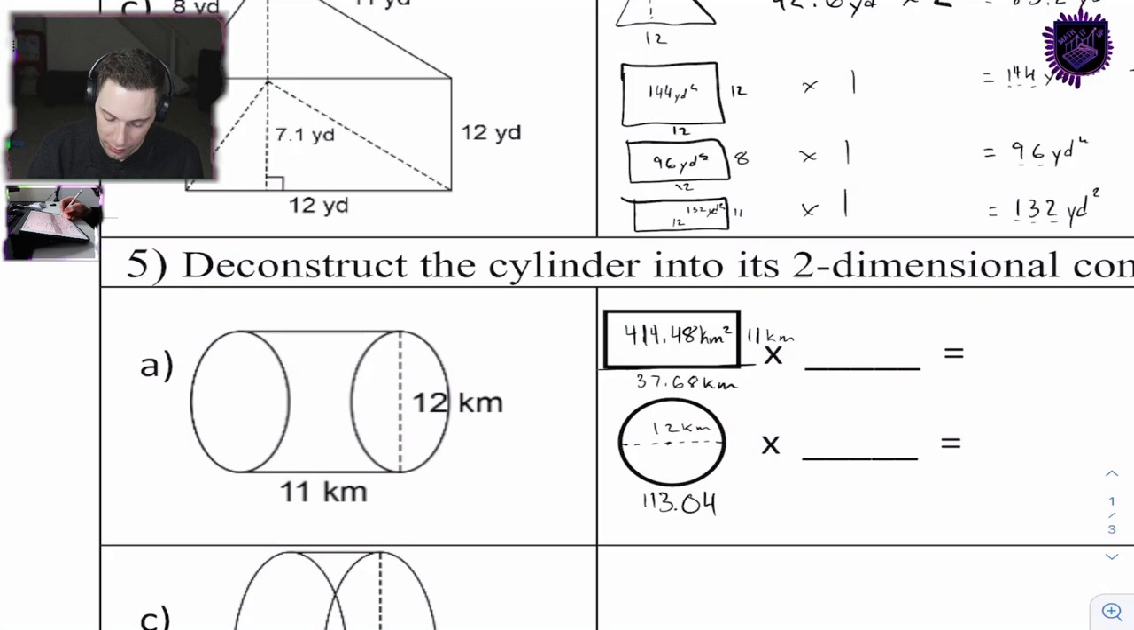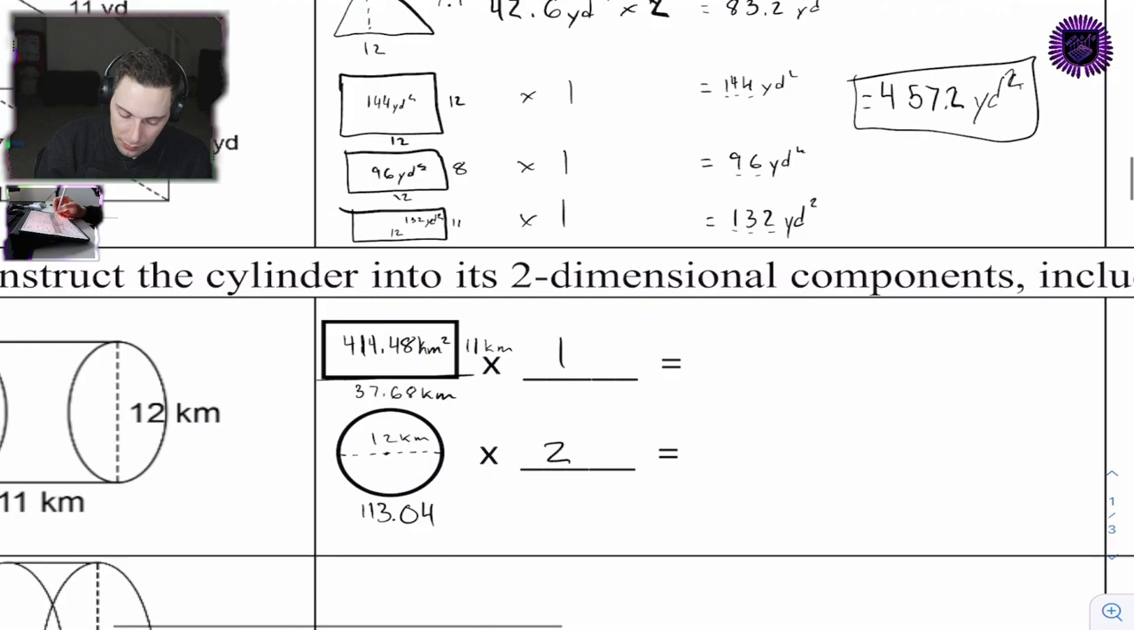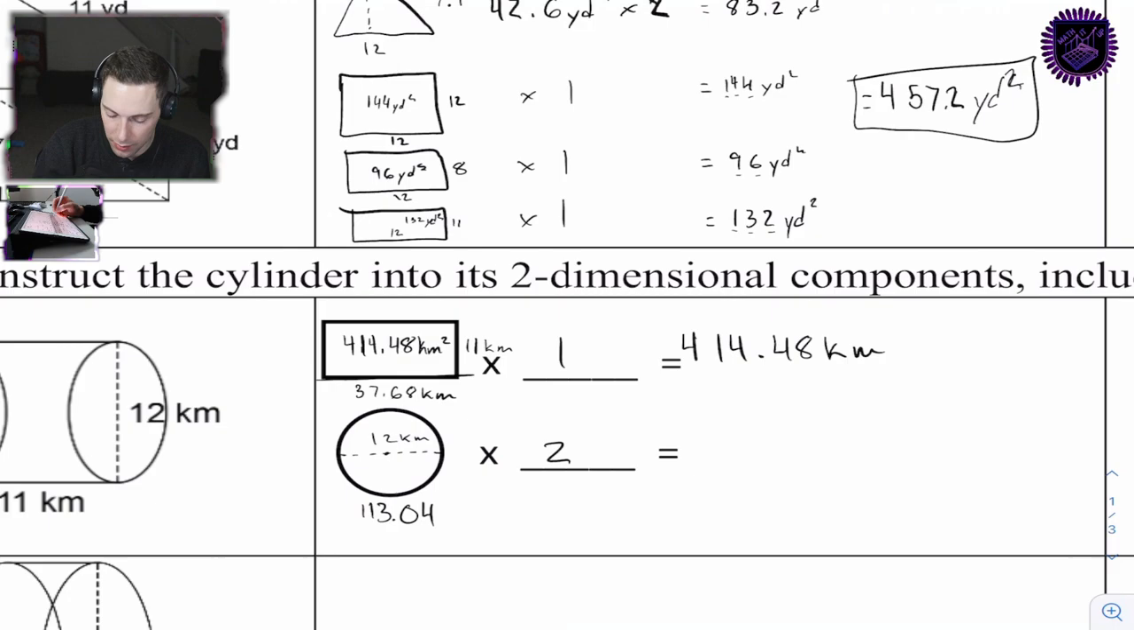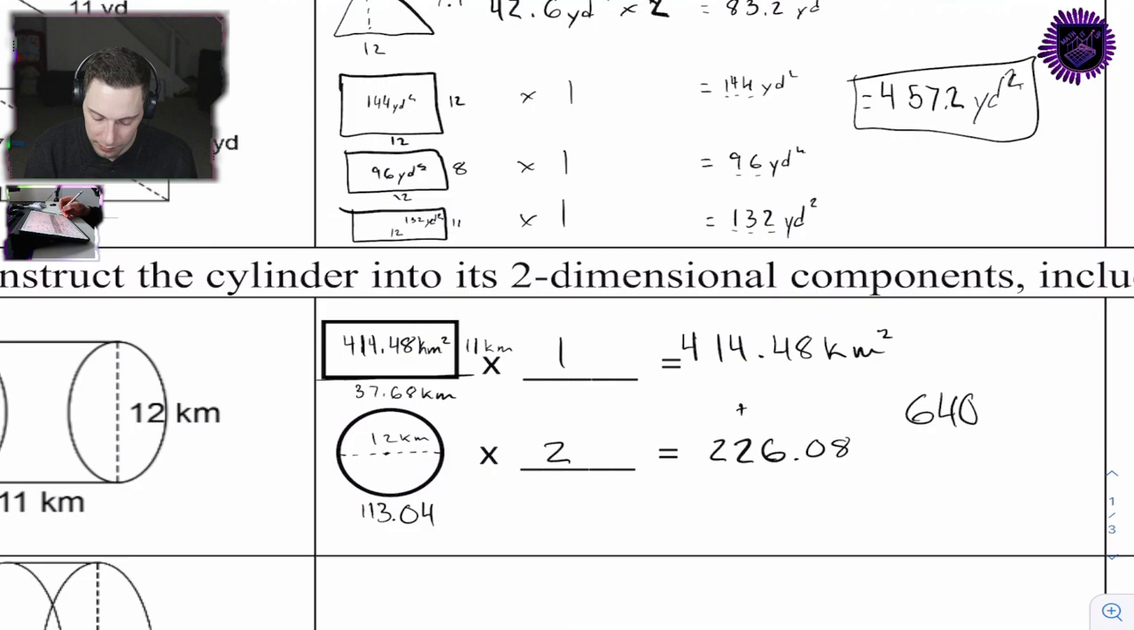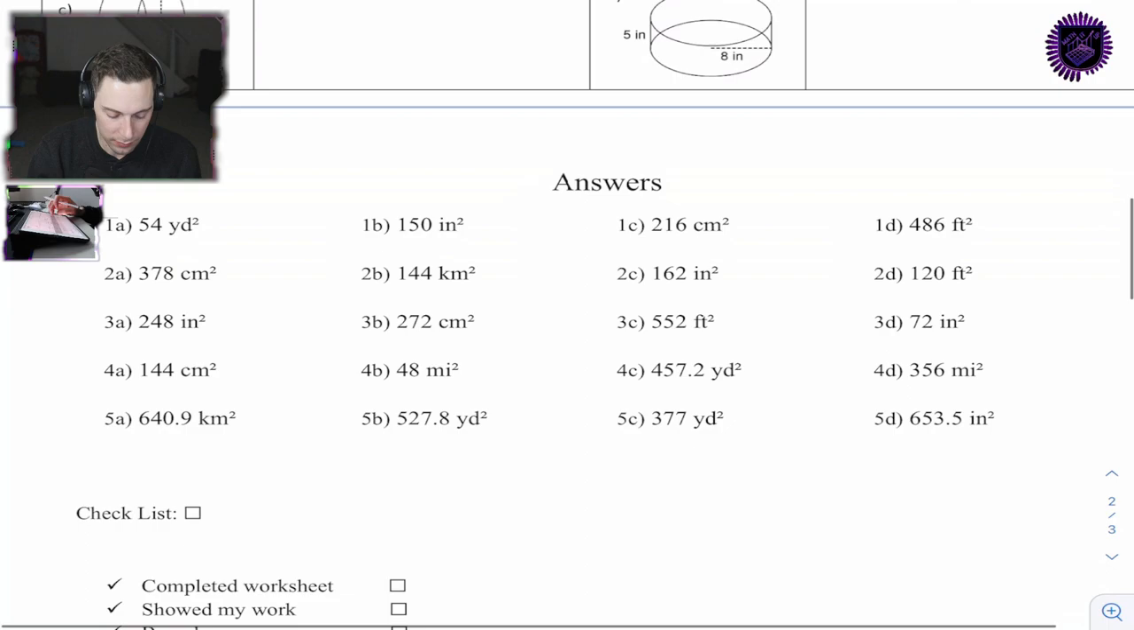So it's going to be 414.48 kilometers squared plus 226.08, which is going to be 640.56 kilometers squared is our answer. 640.56. 5A. What? Oh, no, I did say 640. 640.9.